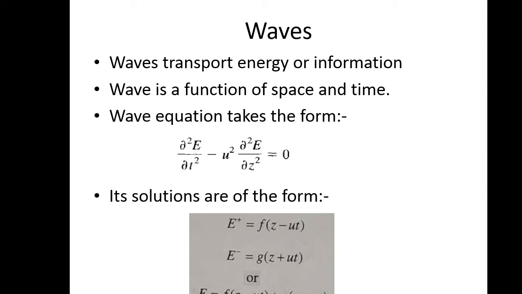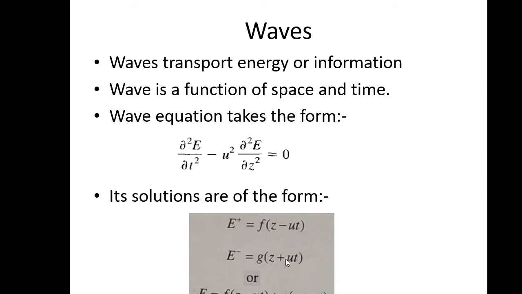And the wave equation, this is a general form: ∂²E/∂t² minus u² ∂²E/∂z² is equal to 0. If you try to solve the second order differential equation, you will get this solution. You don't have to solve this, you just understand the equation. From this you can find that there is a positive travelling wave E plus given by f of z minus ut, and a negative travelling wave given by g of z plus ut.